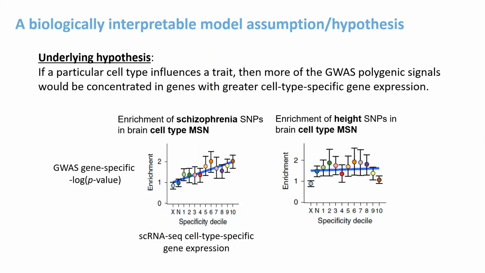As a comparison, if we use a different GWAS trait, for example height, presumably having nothing to do with the brain cell types, then we see that there is moderate or even no association between these two different signals. Okay, so that is the hypothesis.